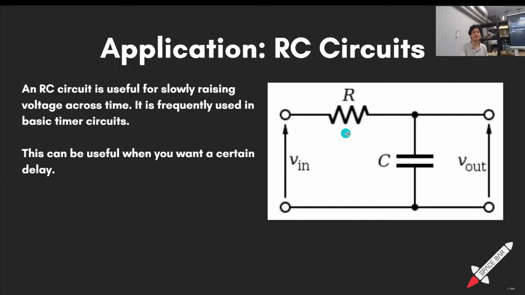Because the resistor limits the current through the capacitor, the capacitor can only charge slowly, which means the voltage across the capacitor can only rise slowly. So this voltage, with reference to this, will rise slower because of this resistor and capacitor. This is what an RC circuit is.